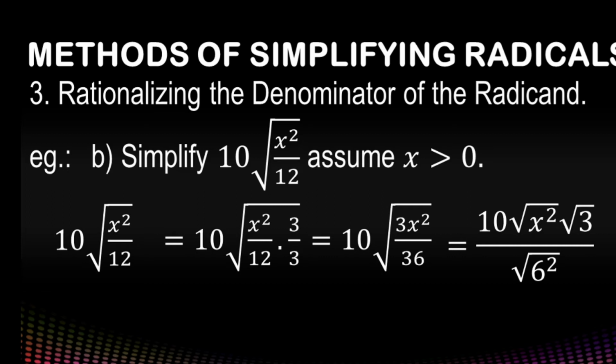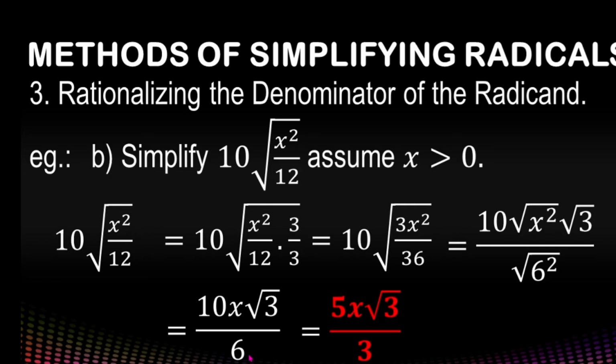By applying the laws on radicals, we have 10x, because the square root of x squared is x, so we have 10x times the square root of 3 over the square root of 6 squared, which is 6. Since 10 and 6 have a common factor, we can reduce 10 over 6. So therefore, we have 5x square root of 3 over 3.